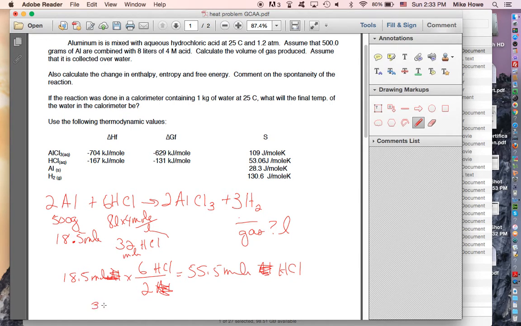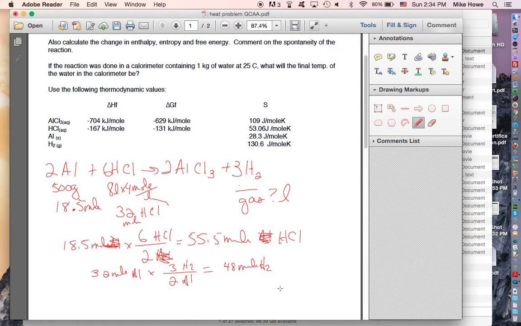So we take our 32 moles of HCl, and we multiply by the mole ratio between the hydrogen and the HCl. So we're putting hydrogen on top, HCl on the bottom. There's 3 of these for every 2 of those. So 32 times 1.5 would be 48 moles of hydrogen. So we need to find out how many liters that is.